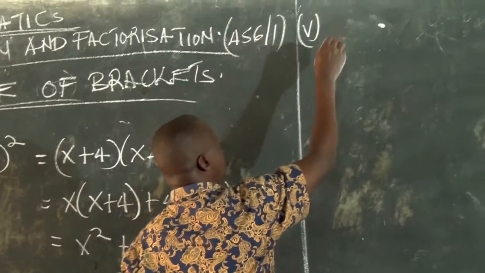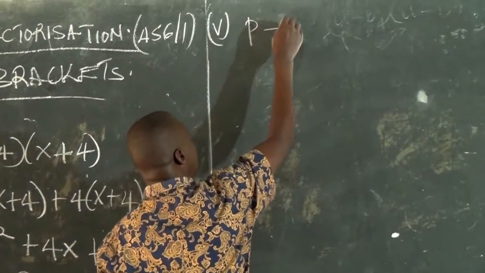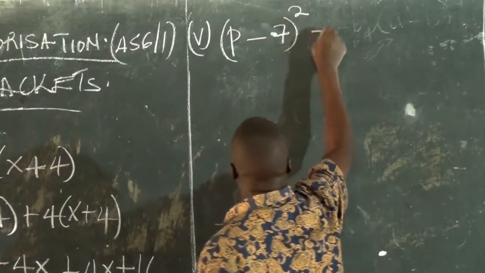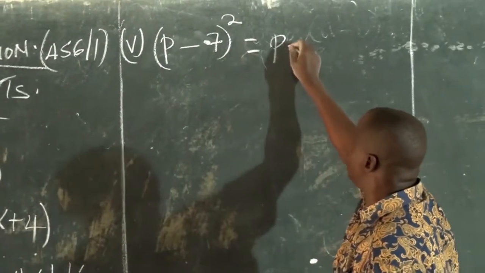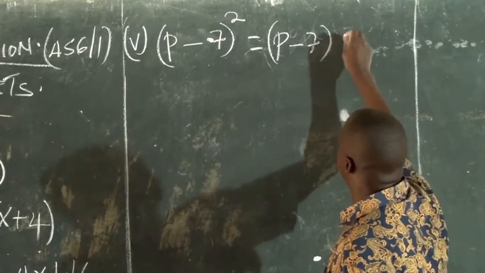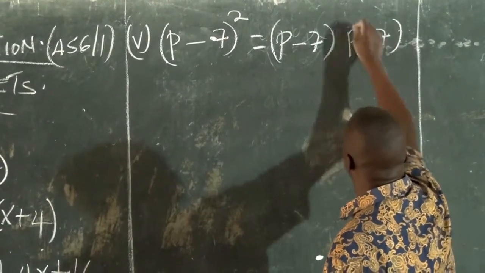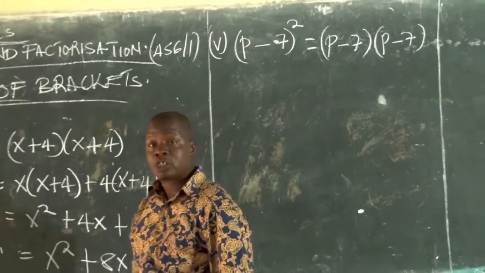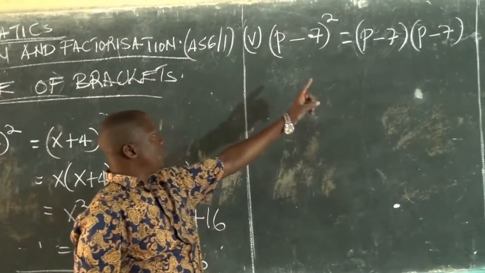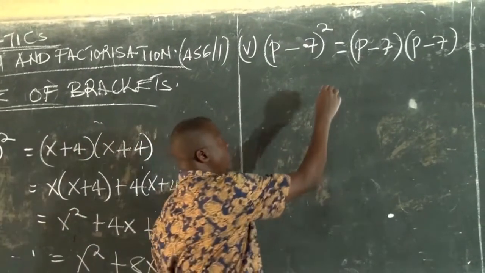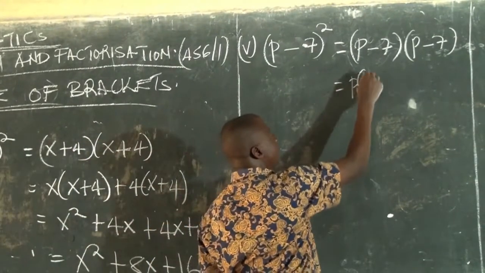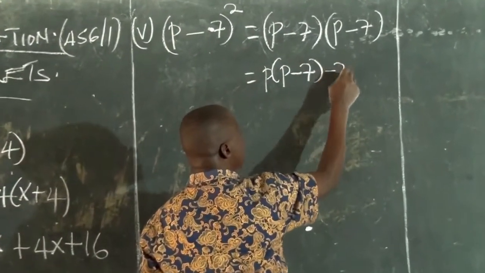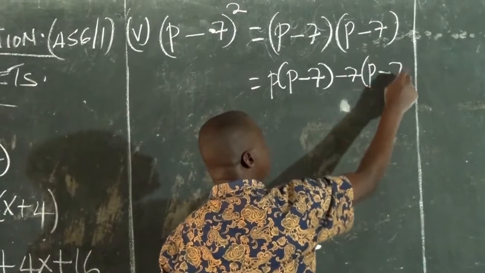Let us look at Roman number 5. We have p minus 7 squared. This is supposed to be p minus 7, then p minus 7. Remember, we are using minus, but not plus. We expand in terms of p. We have p into p minus 7, then p minus 7 into p minus 7.